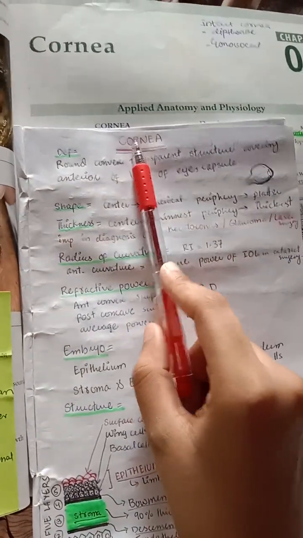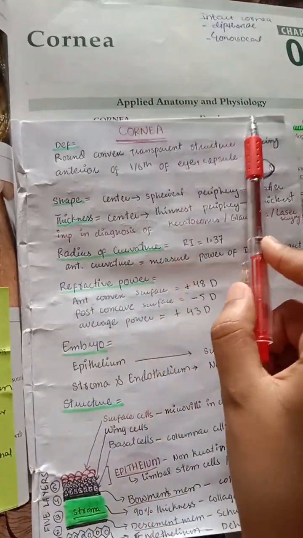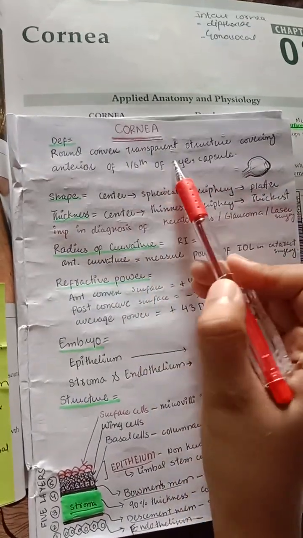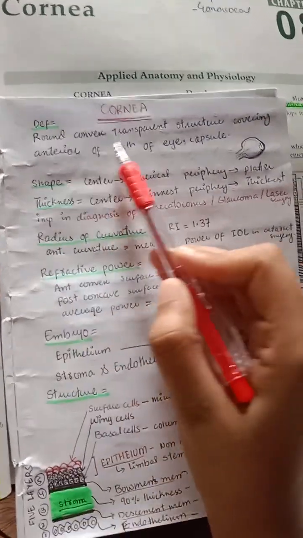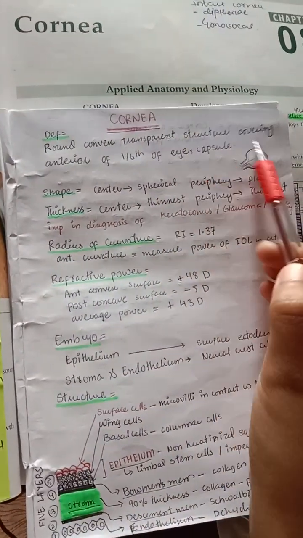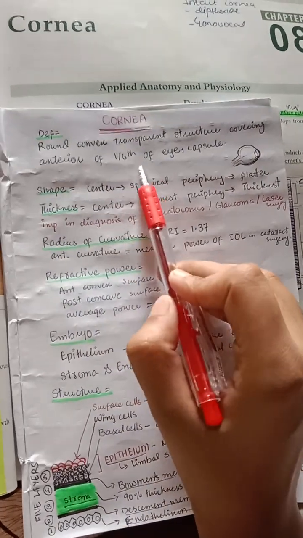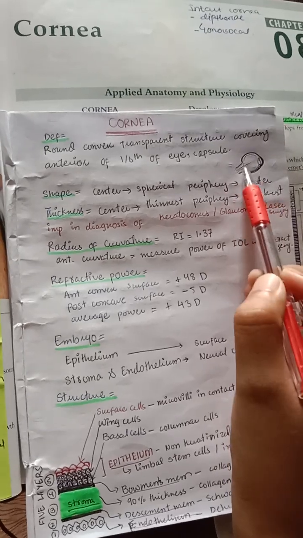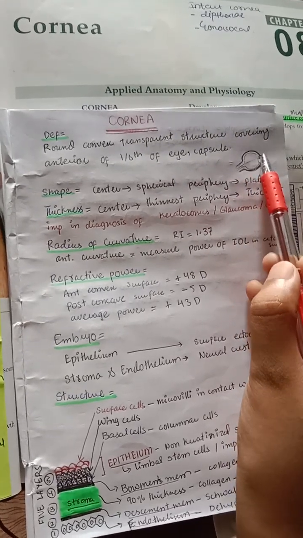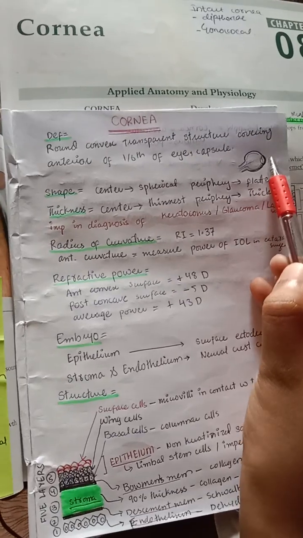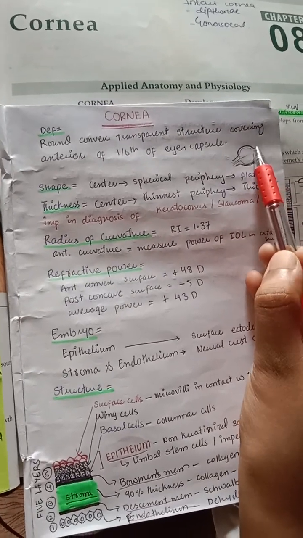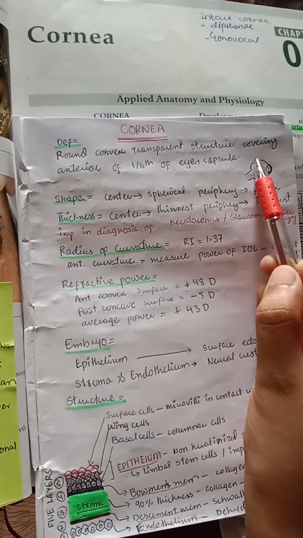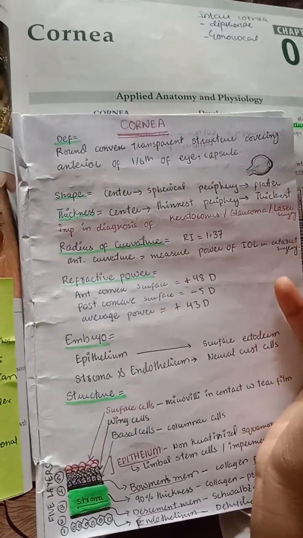So today we are going to study the anatomy and physiology of the cornea. Just a quick revision. So what is the cornea? The cornea is a round, convex, transparent structure that covers the anterior 1/6 of the eye capsule. Here you can see our eyeball, and the whole eyeball is covered by an envelope. The anterior 1/6 of the eye is known as the cornea, while the remaining 5/6 is known as the sclera.